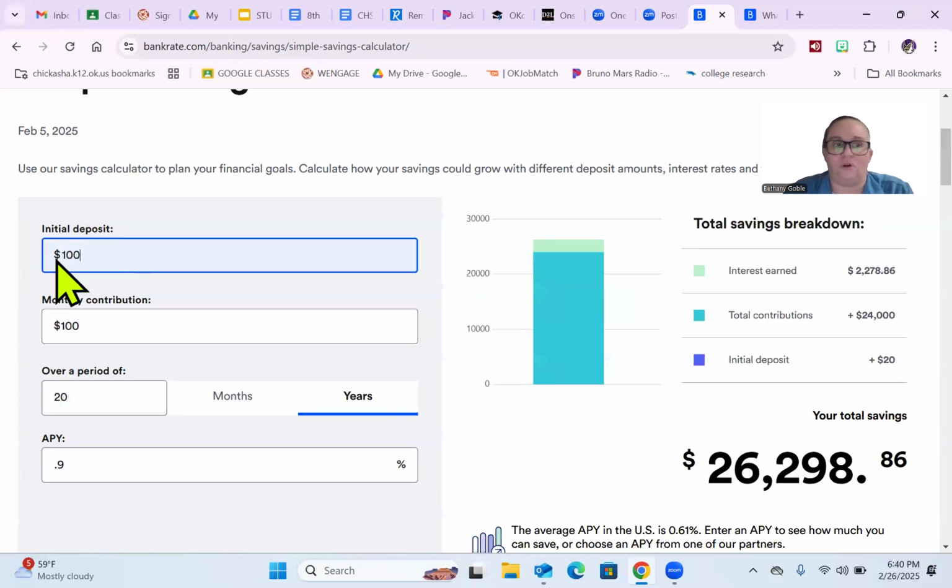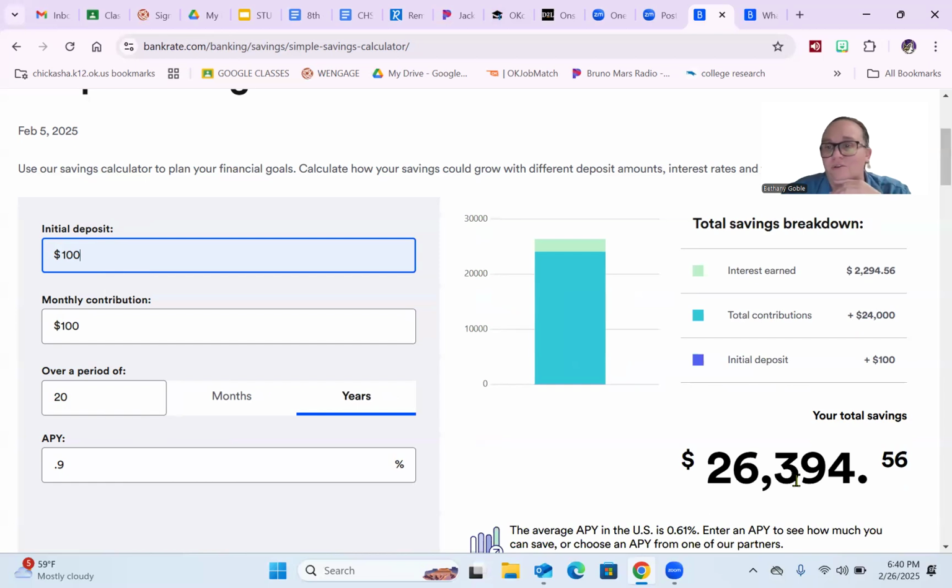Maybe I started with $100 a month. Again, 20 years. Look how much extra money they put in there for me. So this just shows you why it's important to save money, because it builds. This is where it builds and you get more money out of it. Now let me show you the downside.